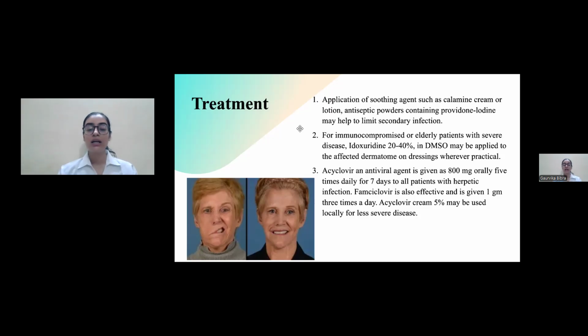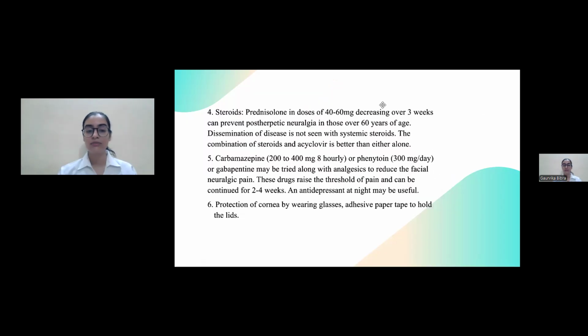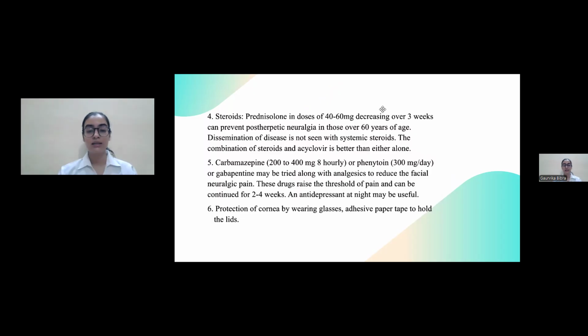We can also give famciclovir, which is also effective and is given 1 gram 3 times a day. Acyclovir creams are also available and can be used locally for less severe disease. Then there are steroids, which can also be given. For instance, prednisolone can be given in a dose of 40 to 60 mg, decreasing over 3 weeks, and can prevent post-herpetic neuralgia in those over 60 years of age.